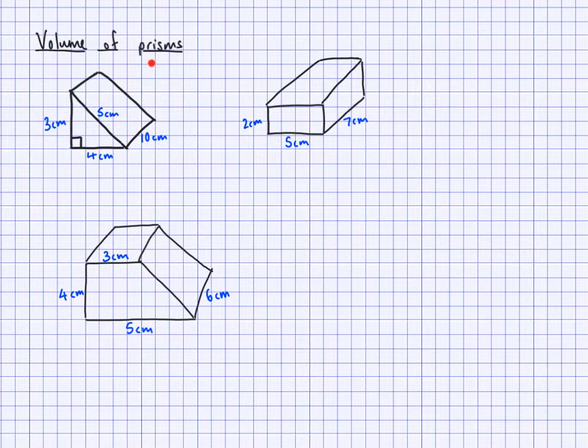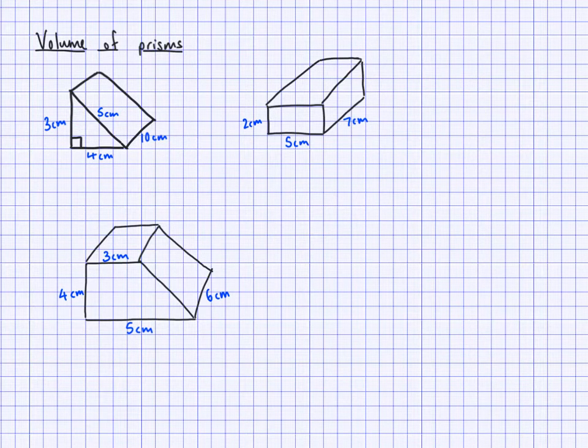They are prisms because they are 3D shapes, and they have a cross-section. This cross-section here is a triangle. If I was to have a parallel cut anywhere along here, I would have this same triangle wherever I made the cut.